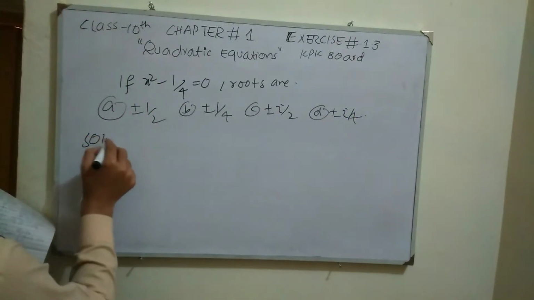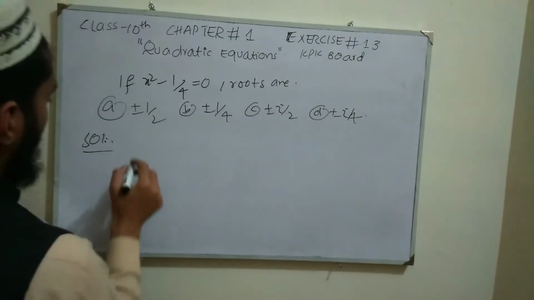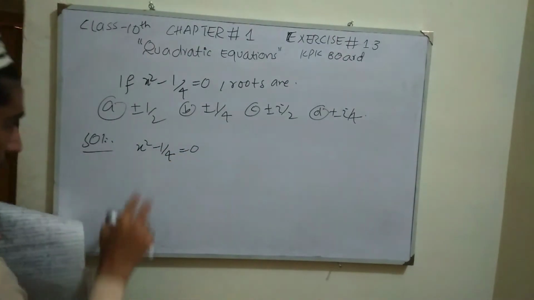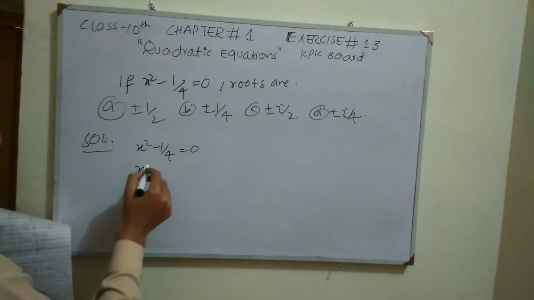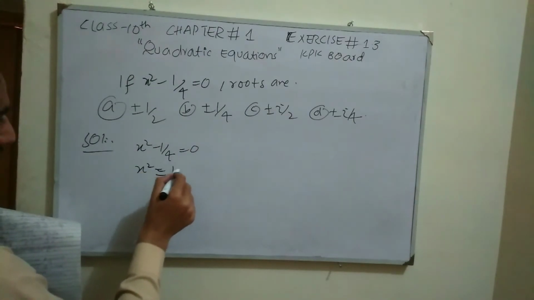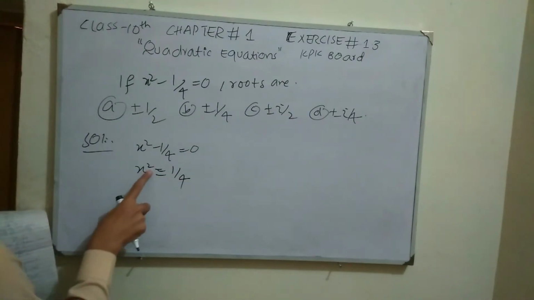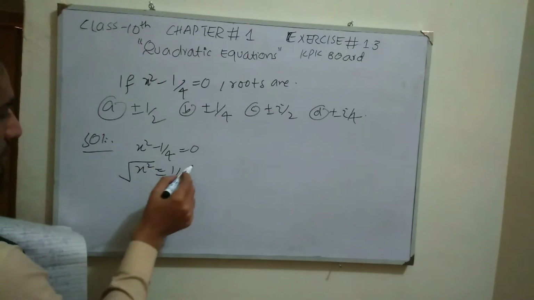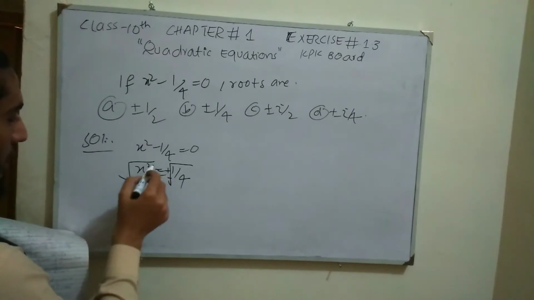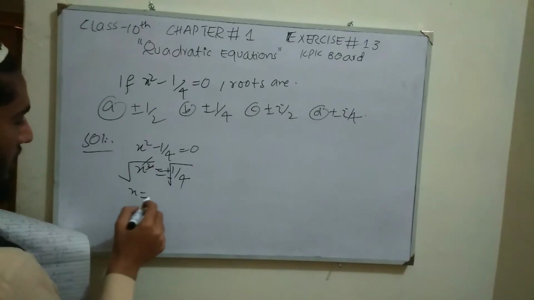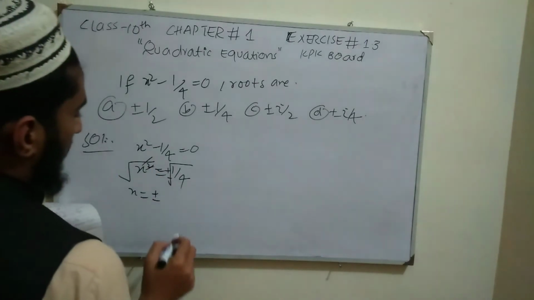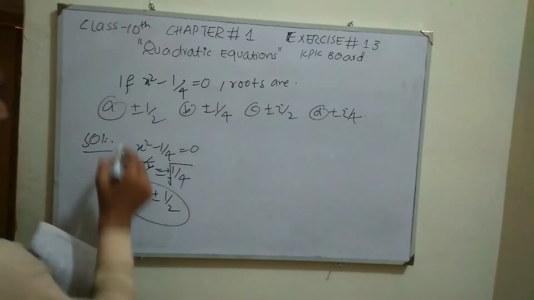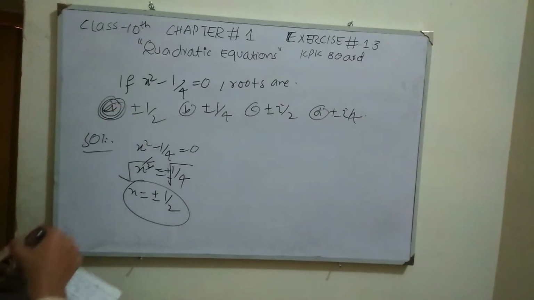Solution. Taking the given quadratic equation, x square minus 1 over 4 is equal to 0. Shift minus 1 over 4 to the right hand side, so we are left with x square is equal to 1 over 4. Here the highest power is 2, it means that the solutions must be 2. So taking under root, plus minus, 2 will cancel out with under root, so x is equal to plus minus under root of 1 over 4, which is just 1 over 2. So the solution is x is equal to plus minus 1 over 2. Option A is the right option.